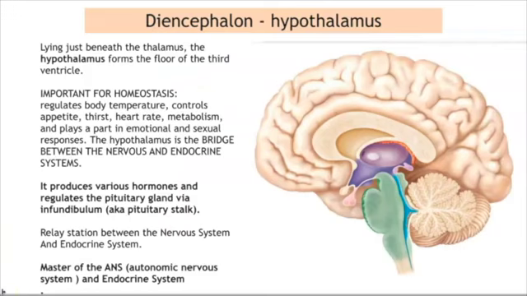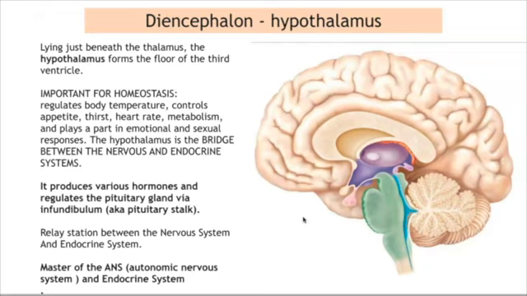Now let's go on to the hypothalamus. This little region down here that is connected to the pituitary gland. Tiny little region, important for homeostasis. This guy does so much. Regulates body temperature, controls appetite, thirst, your heart rate, metabolism, plays an important part in emotional and sexual responses.